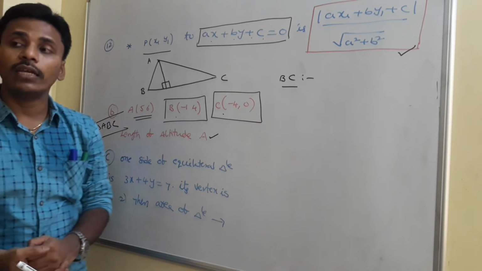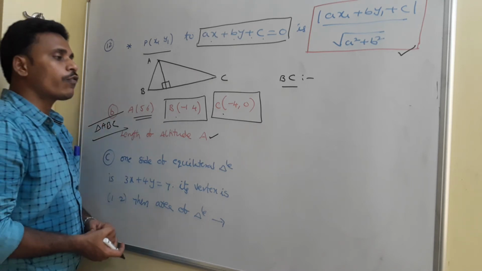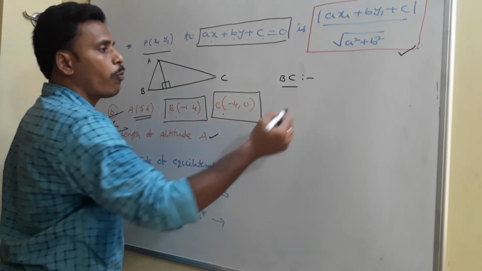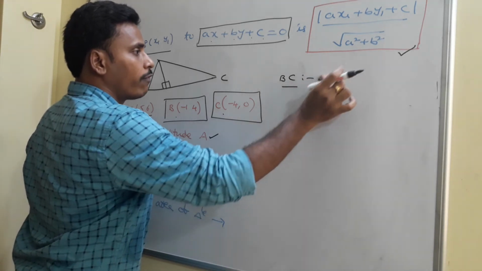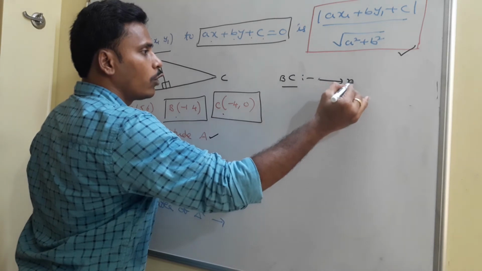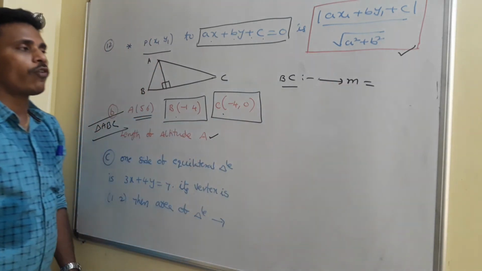So how to find the equation with the 2 points? First of all, we need the slope, and then we need to use the slope-point form. So for that equation, what is the slope? For this line BC, you need to find the slope. The slope formula is what?